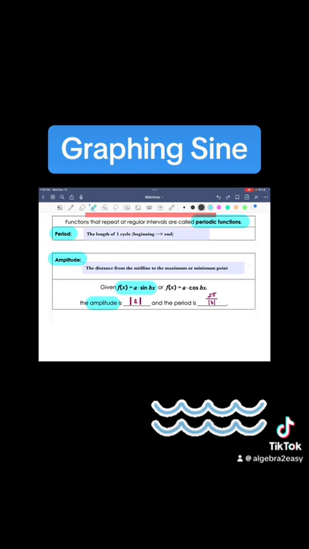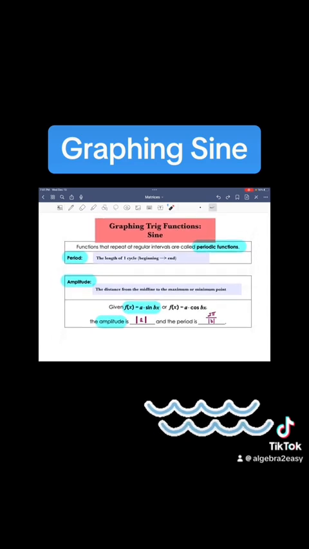For the period, you need to know that to complete one full cycle is 2 pi. But if there is a number attached to x, we are going to take 2 pi and divide by the absolute value of that number. It really helps to make a table in a situation like this. It helps take the guesswork out of all of it.